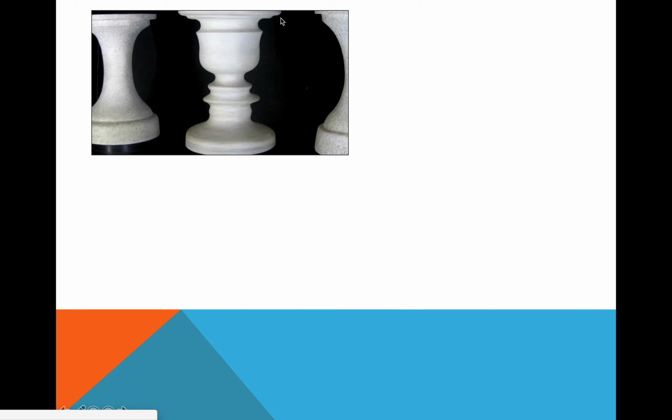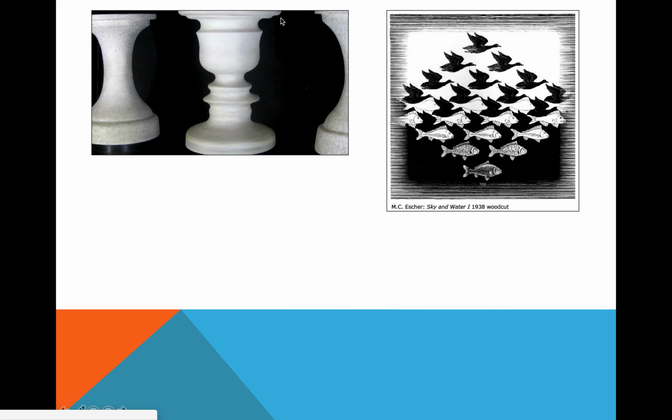You can actually create positive and negative shapes when you create three-dimensional artwork. For example, these are some vases. Just like you saw before, there's an actual white vase or a white column. But if you look at those black and negative spaces, you see two faces looking at each other.